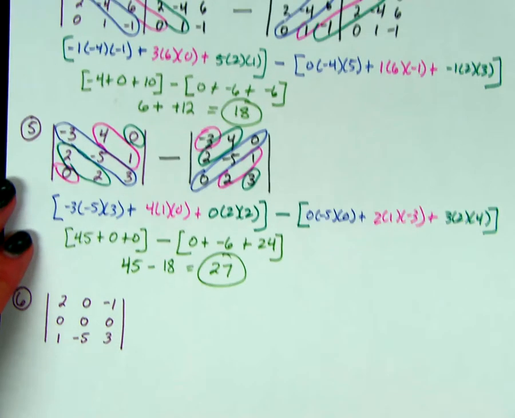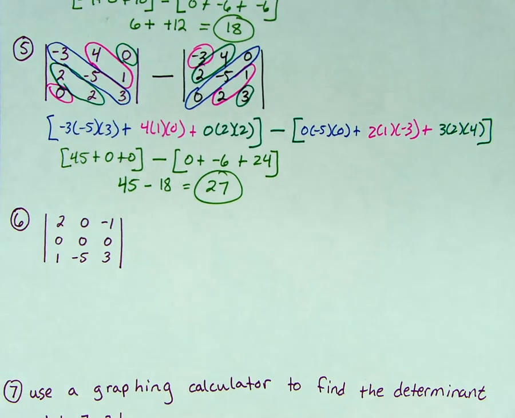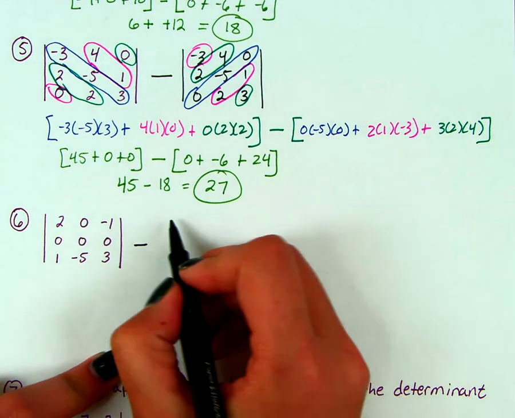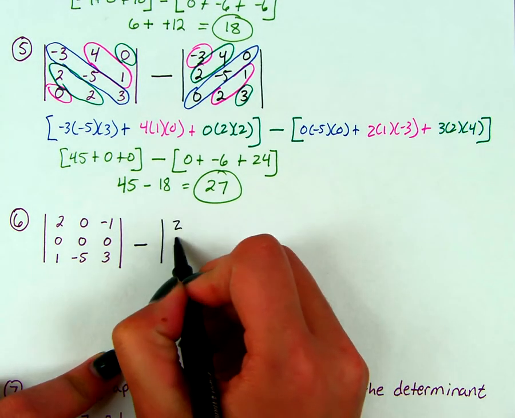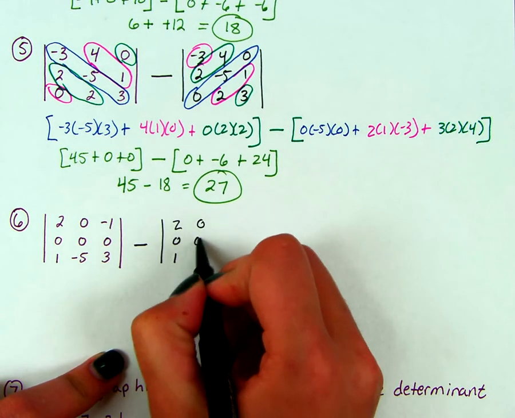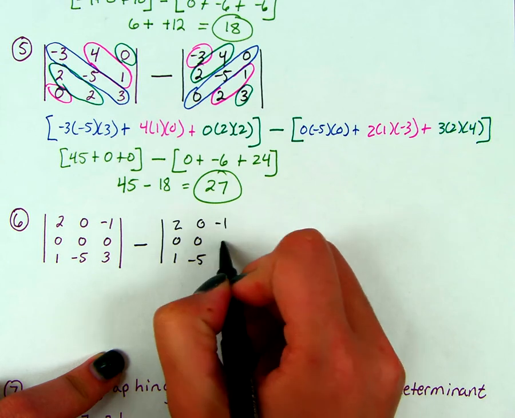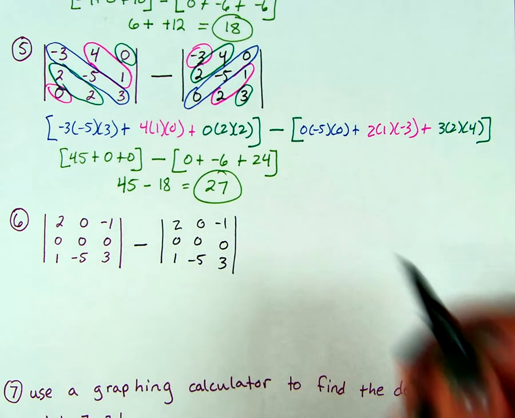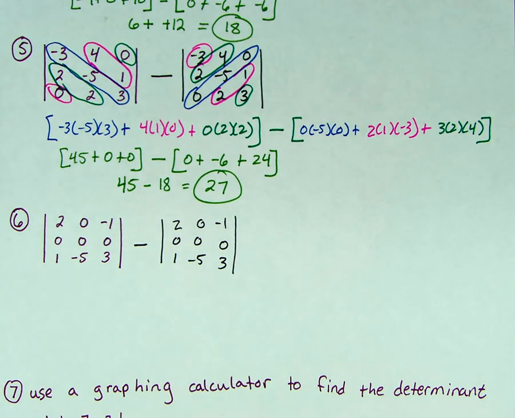All right, one more example. So again, I'm going to do our shortcut again. So I'm just going to rewrite it. So we're going to subtract. So 2, 0, 1, 0, 0, negative 5, negative 1, 0, and 3. So this time when I do the problem, I'm going to simplify my numbers as I'm writing them.